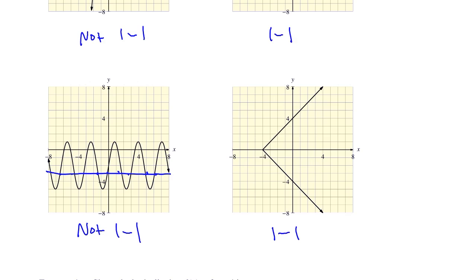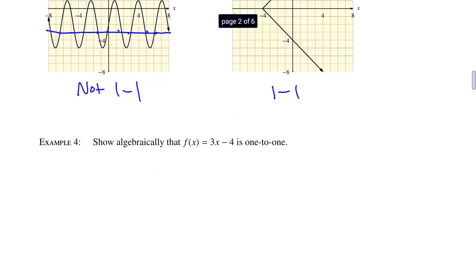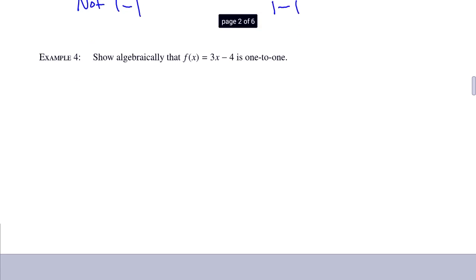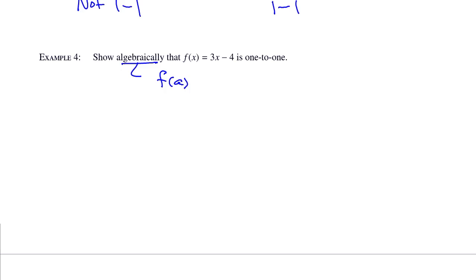All right, let's look at example 4. Show algebraically that f of x is equal to 3x minus 4 is 1-to-1. To do this algebraically, what that means is to start with f of a is equal to f of b, and then show that a is equal to b. You're going to work it, you're going to do something, and then you will end up with a is equal to b.